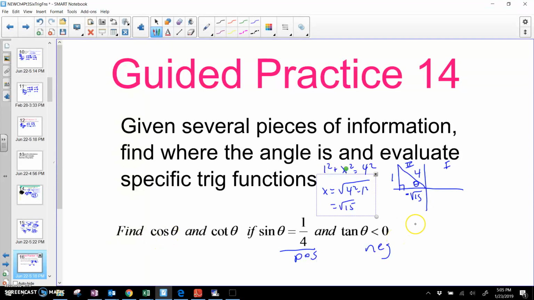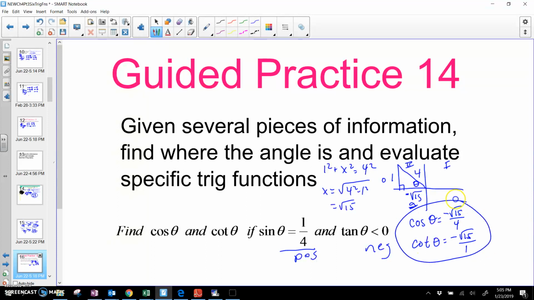Now it wants me to find the cosine of theta. Cosine of theta equals adjacent, which is that negative root 15, over hypotenuse, which is 4. And then cotangent. So tangent is opposite over adjacent. So cotangent is going to be adjacent over opposite, which is negative root 15 over 1, or I could just have negative root 15. So those are my answers for that one.